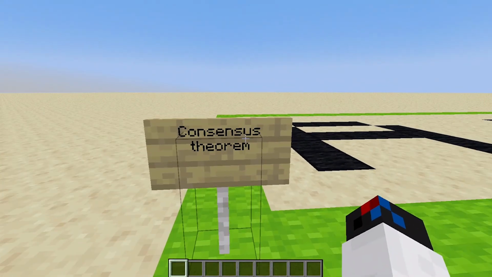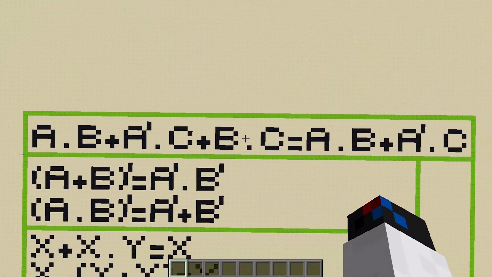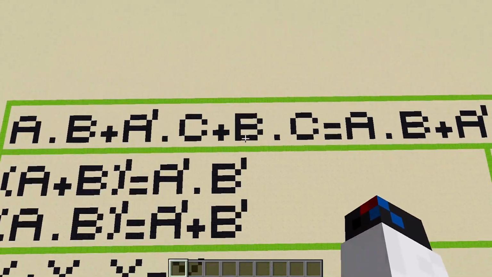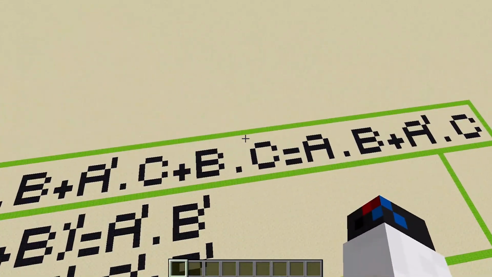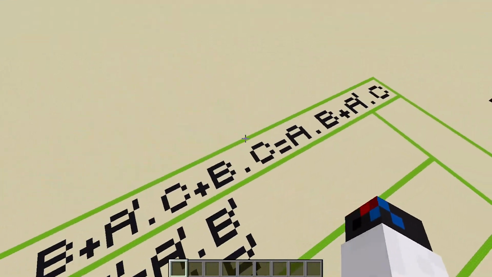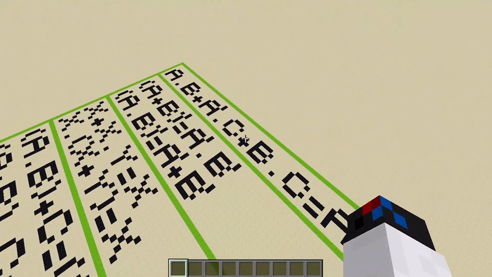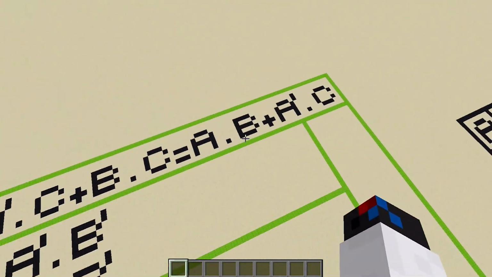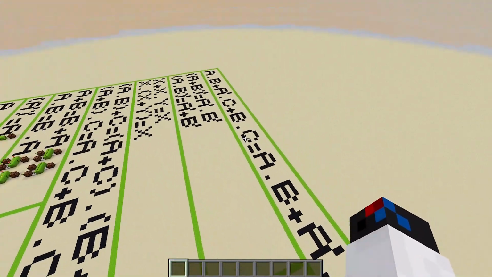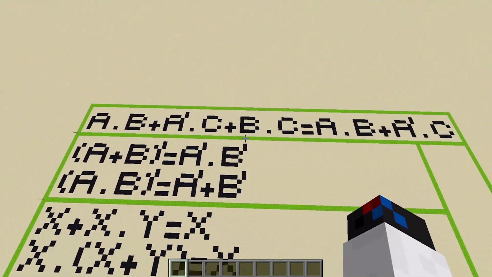Finally, we have the consensus theorem. The consensus theorem looks something like this. Very confusing, I know, but essentially this b and c part, you can just remove, and you keep the first two parts. As you can see, we have a and b, or a naught and c, and at the output we have a and b, or a naught and c. So we just remove b and c. Again, you can just search on Google on how to prove this.